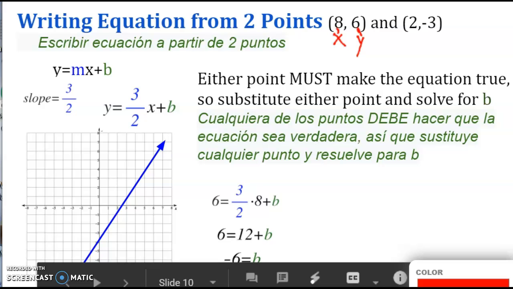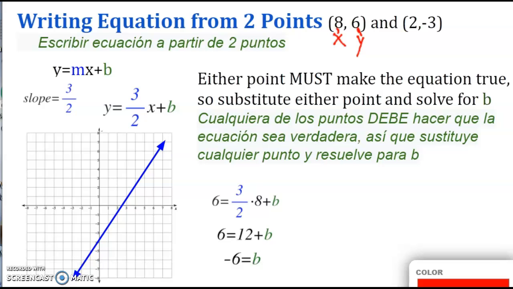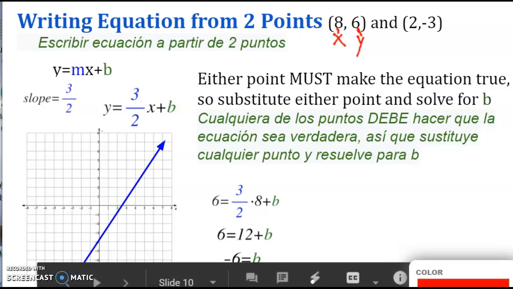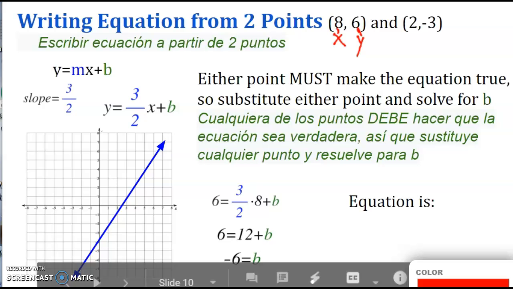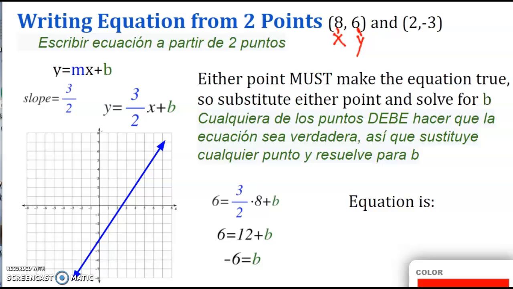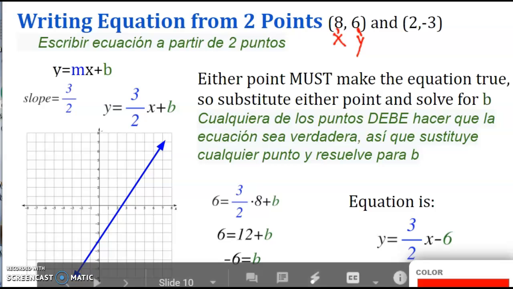Everything else we know. So then what is 3 times 8? That's 24. Divided by 2, that's 12. And so 6 = 12 + b. We don't want b plus 12, we just want b. So that means we're going to subtract 12 from both sides, and you get b = -6. So now that we figured out b as well as the slope, we can put the equation together and say y = 3/2 x - 6, because b is negative.